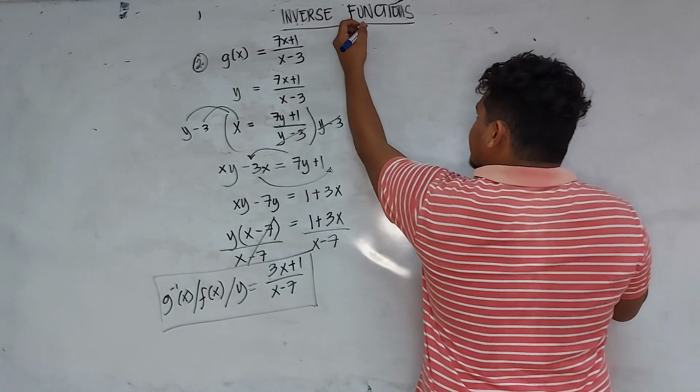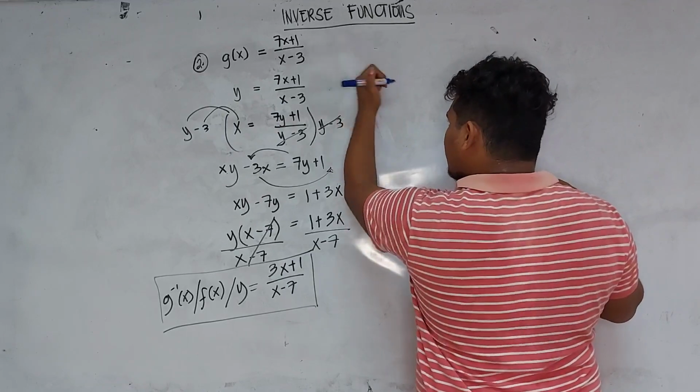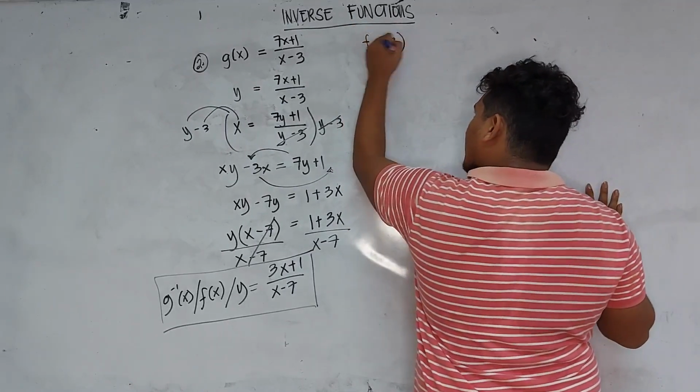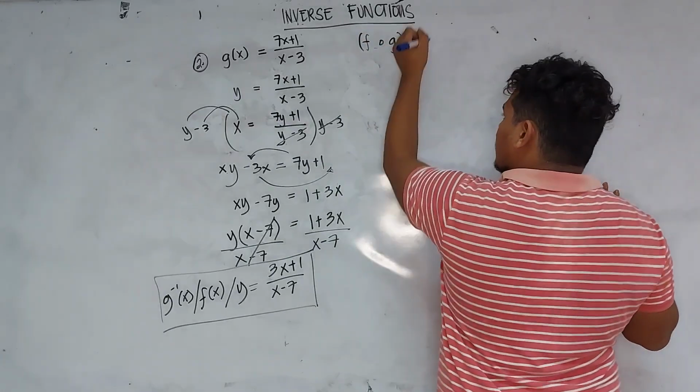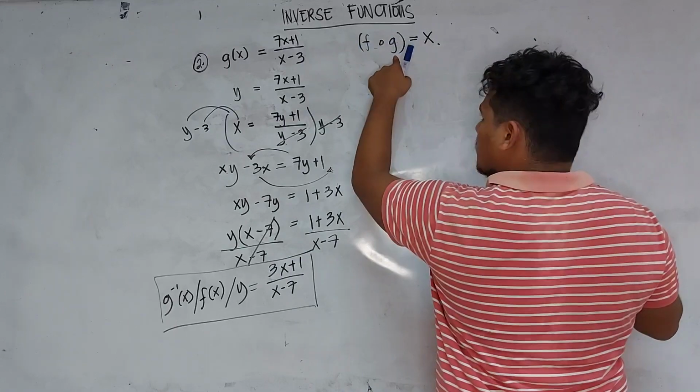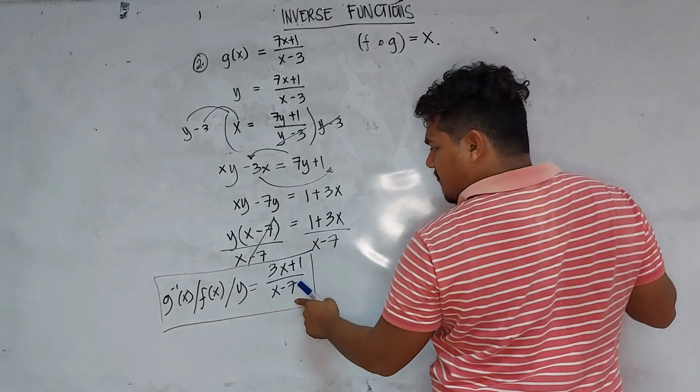So, first, how do we verify inverses? We compose f of g of x, which should be equal to what variable? Equal to x. Let's try. Number one, f composed of g. So f first, right?